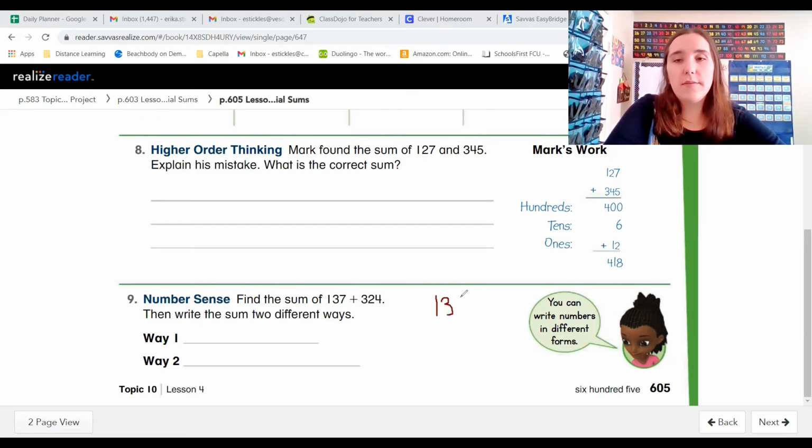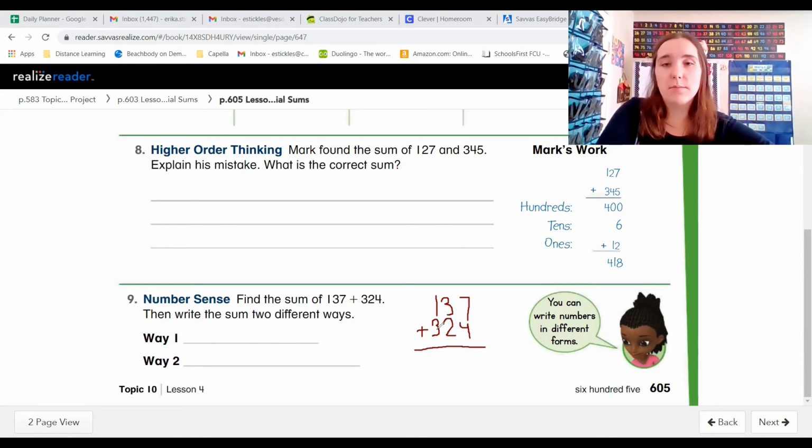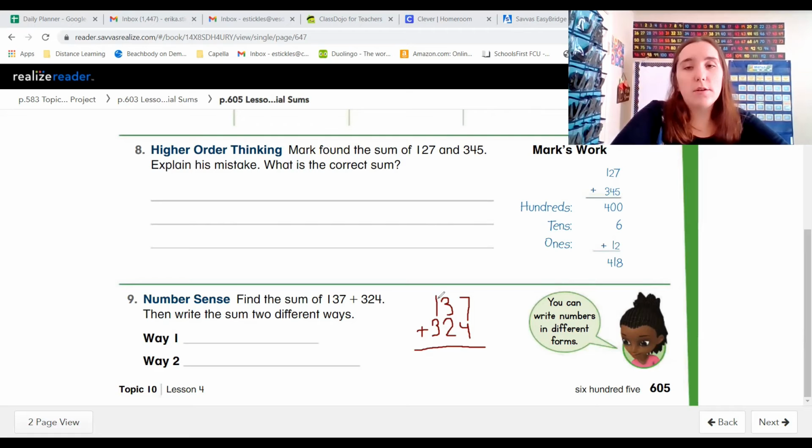So 137 plus 324. And you need to make sure whenever you're doing addition or subtraction that you nice and neatly line up your ones, your tens, and your hundreds. Now we're ready to do our partial sums. Pretty easy. So let's do our hundreds first.